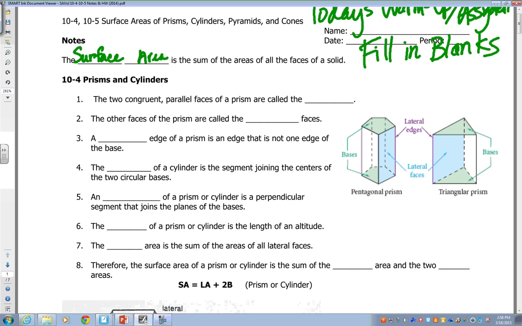Okay, so the two congruent parallel faces of a prism are called the bases. The other faces of the prism are called the lateral faces. I was hoping that you could see that in the figure if you weren't even too sure, but you got to identify those parts and what we're going to get into. All right, so the lateral edge, I'm ahead of myself. The lateral edge of a prism is the edge that is not one edge of the base, and the axis of a cylinder is the segment that joins the center of the two circular bases.